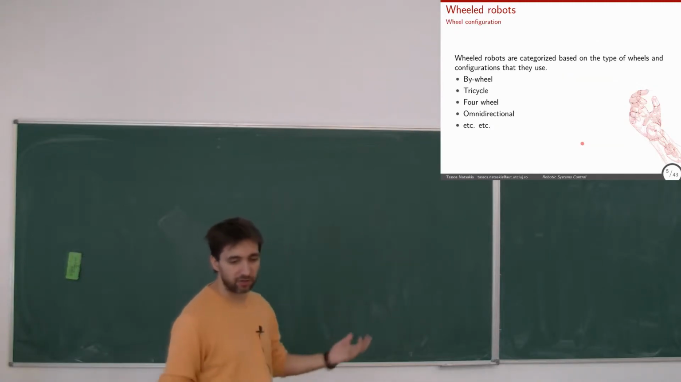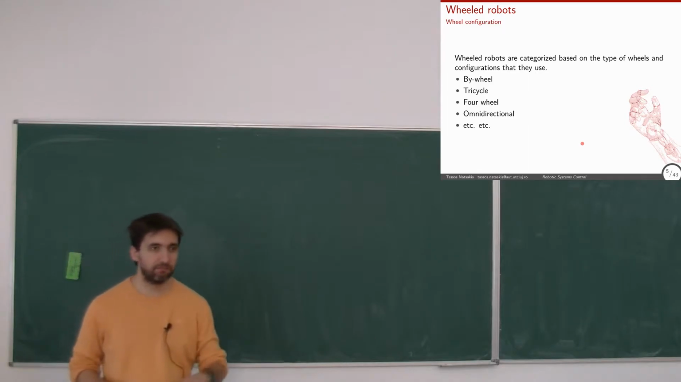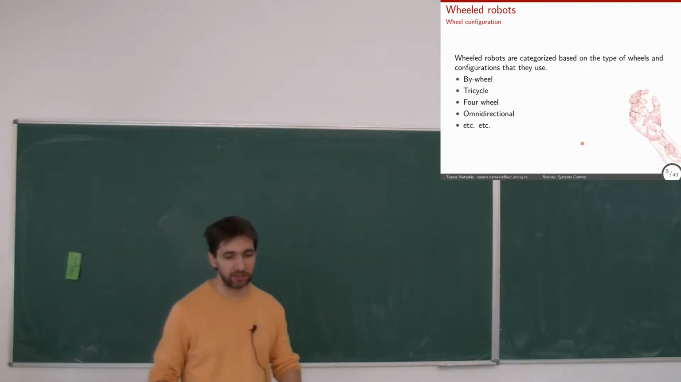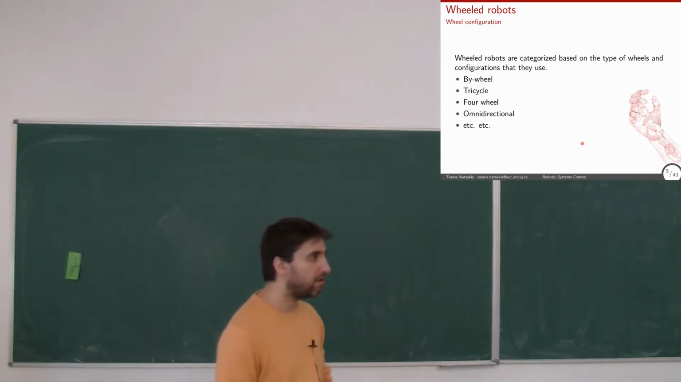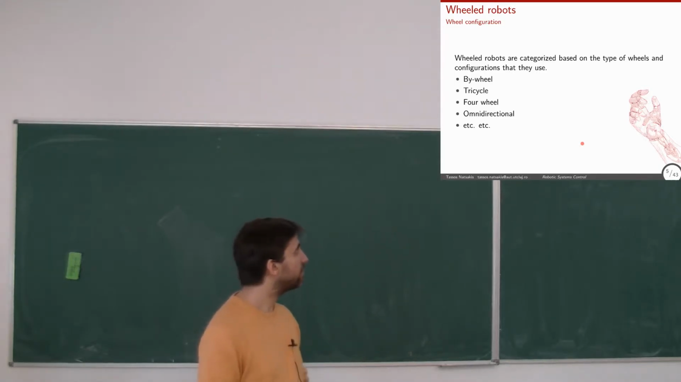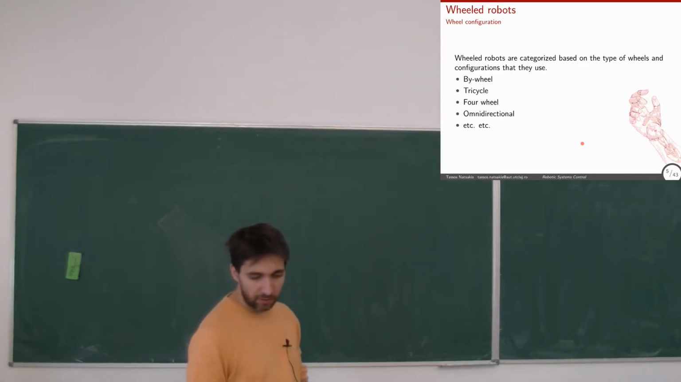Now, when we put wheels on the robots, they're either bi-wheel, when they have 2 wheels, or tricycles, or 4 wheels, or omnidirectional, etc. We will see the first 3 types today, and we will see how we describe them and how we model them. Okay?